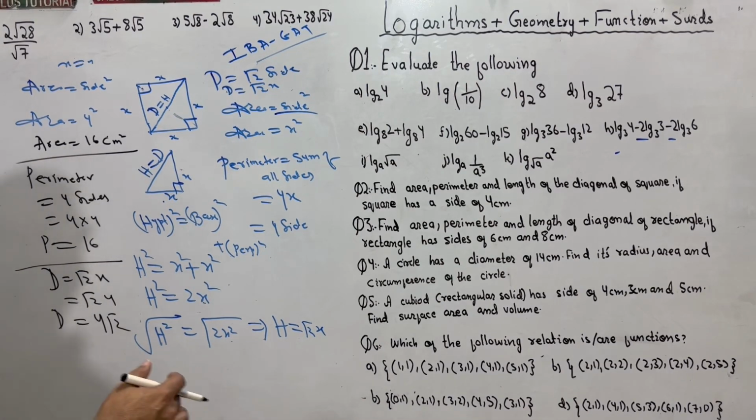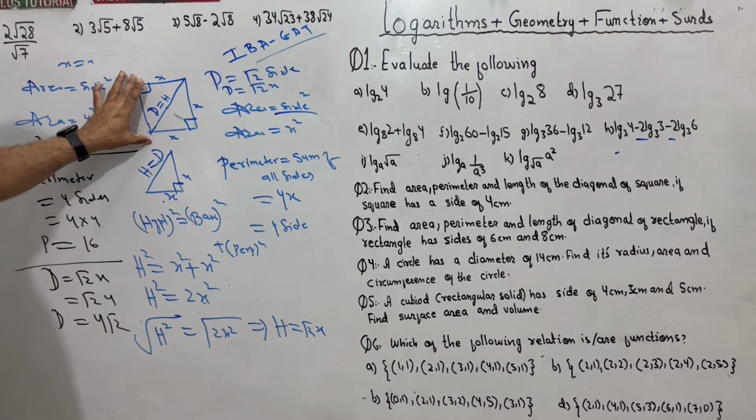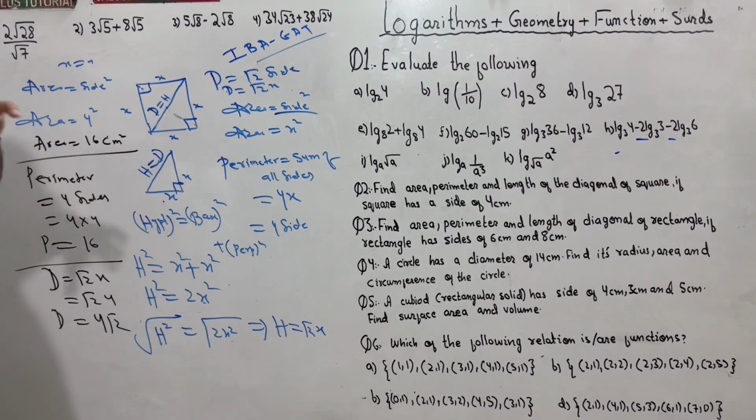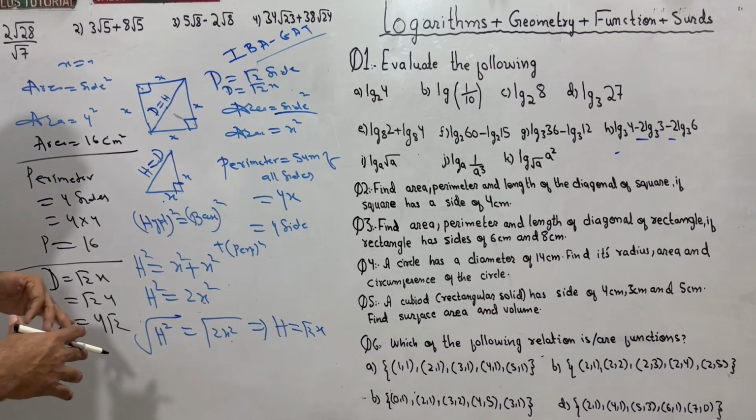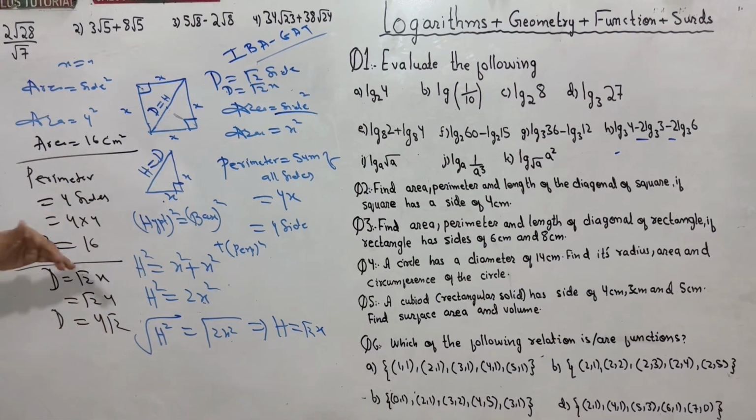Next question, it is the same. Here it is a square. Square means each side is equal. And the next question, we have to find the same things, but based on a rectangle. Let's see what sort of variation comes. Let me erase this first.